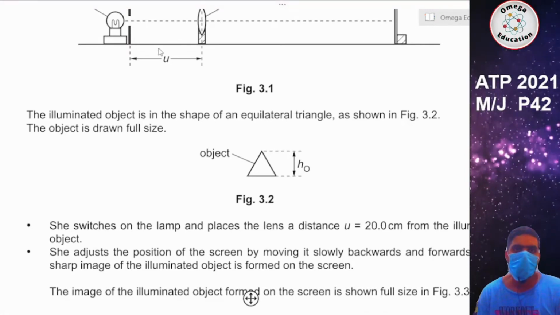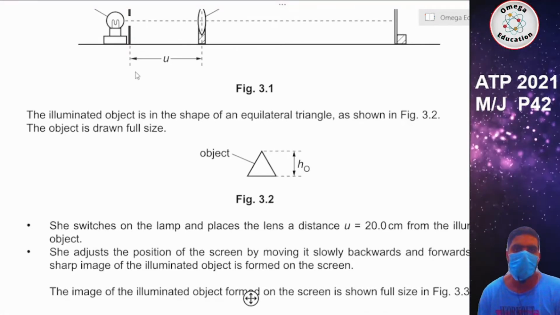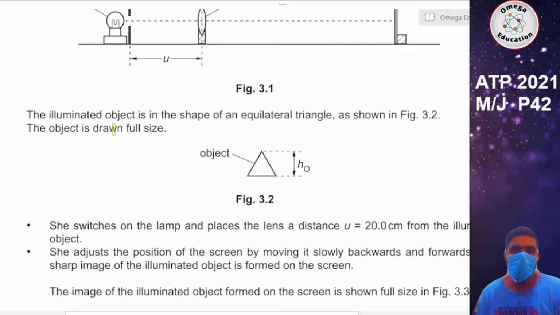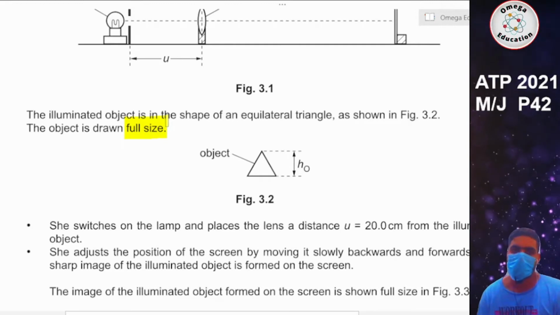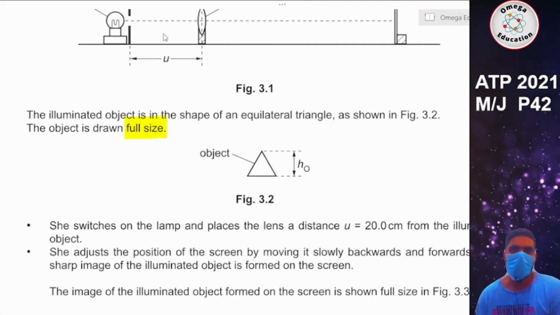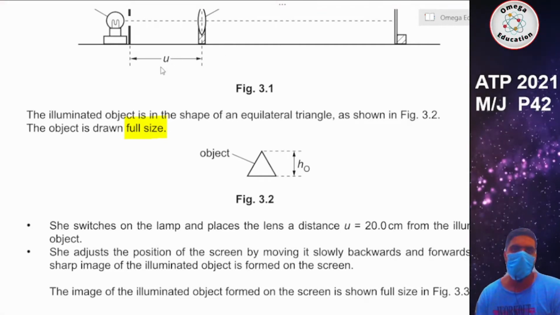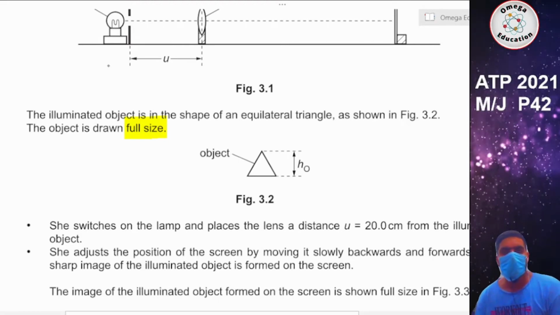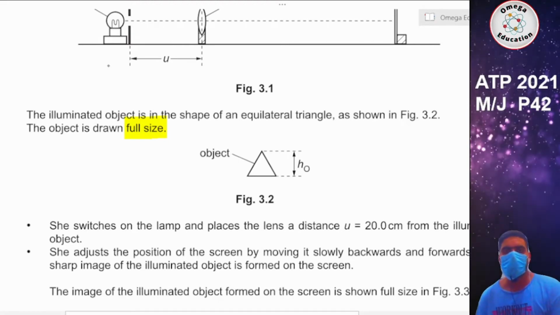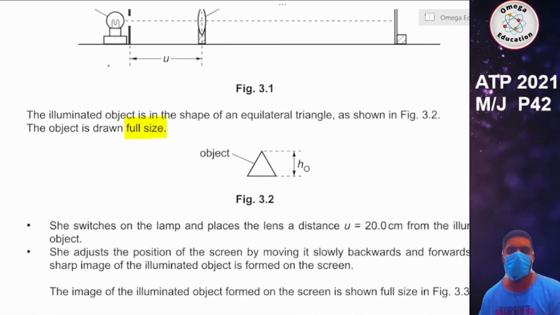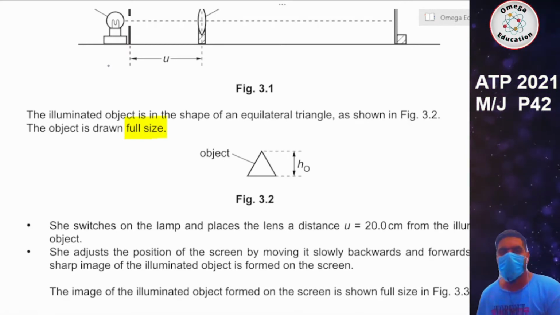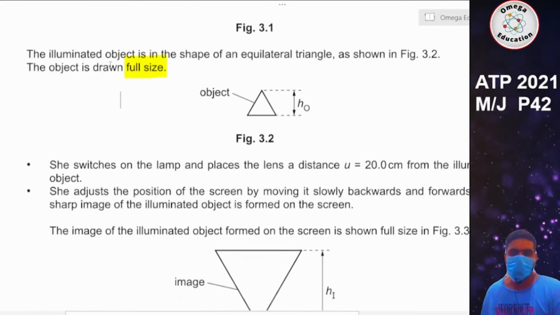When they say the object is drawn to full scale, that means whatever you measure on the paper represents the actual length or the actual dimensions of the object. So if on the paper the length is 2 centimeter, that means in reality the length is also 2 centimeter. Or if the height is 5 centimeter, the actual height would also be 5 centimeter.